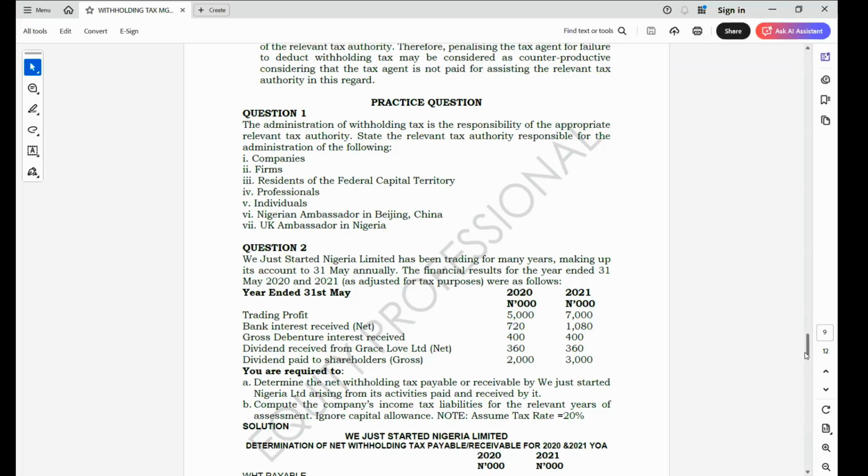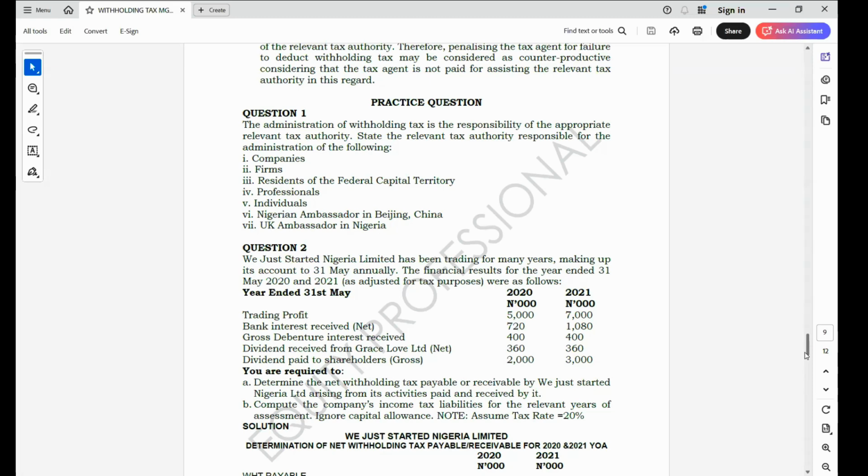Who is the relevant tax authority? I think it's the State Revenue Service. So one thing you need to ask yourself is, what do they mean by this firm? So what is a firm? When they say firm, what is a firm? That is the question you need to first of all ask yourself.